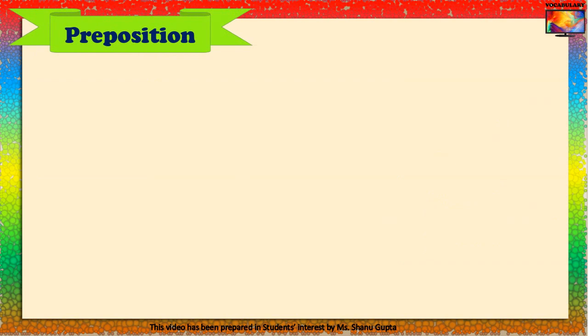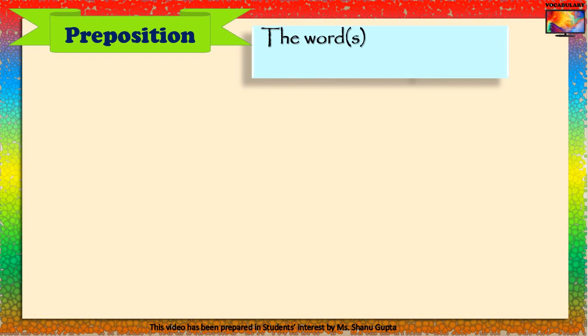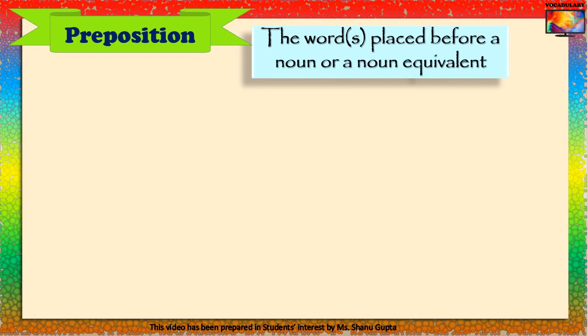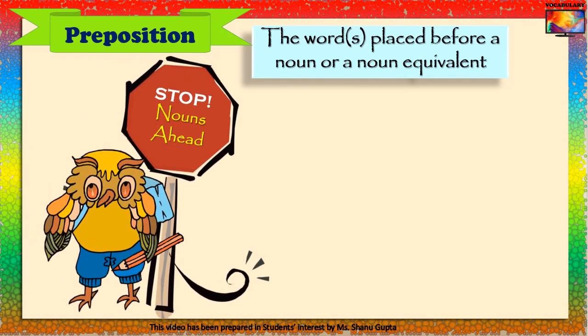Now let's discuss one part of speech which is all-pervasive. Prepositions. Break it down. Pre plus position. Since pre means before, a preposition is a word or words that are placed before a noun or a noun equivalent. A preposition introduces a noun or pronoun or a phrase or clause functioning in the sentence as a noun. The word or word group that the preposition introduces is called its object.